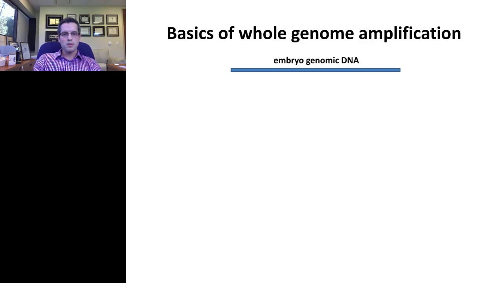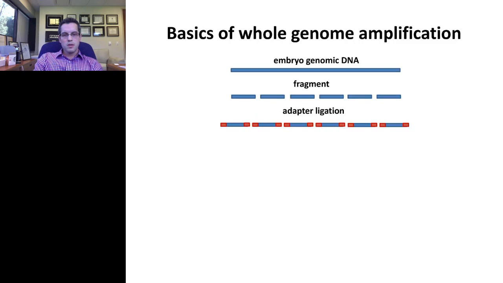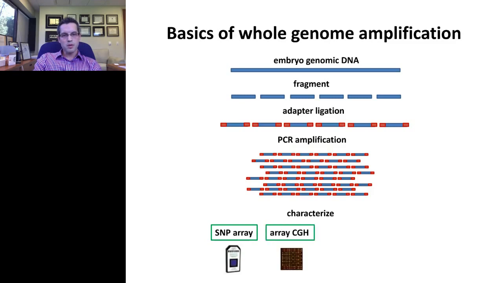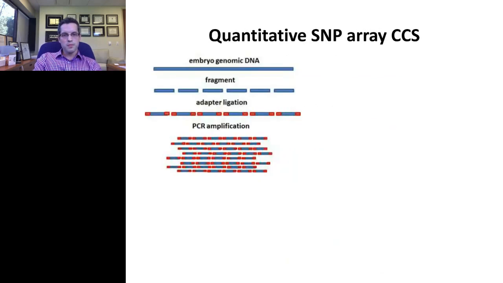What I'm going to show you here is a PCR-based strategy, which begins with DNA intact. It's then fragmented, and then an adapter is ligated, which then serves as a primer site, which you can then do PCR to amplify all of those fragments. And then there's a variety of methodologies you can use to characterize that whole genome amplified DNA. As I mentioned, SNP arrays, array CGH, and also now some developing methods for next-gen sequencing.